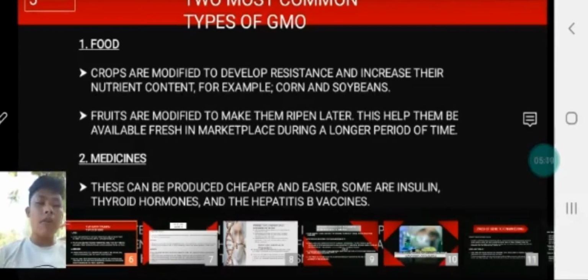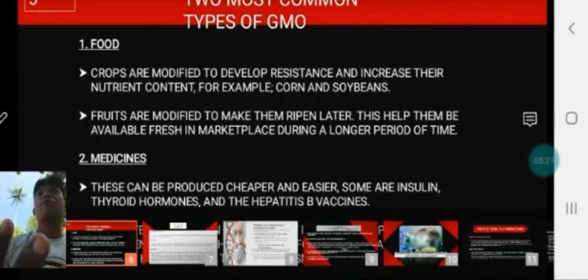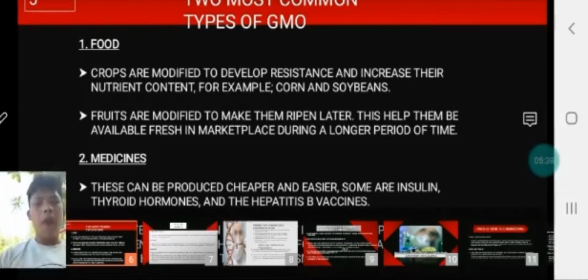So for foods, like corn, they modify it so that it produces a better product, or so that it has more nutrients. If you are familiar with hybrid corn, I think that is one of the products of GMO. I'm not sure, but it seems like it is.